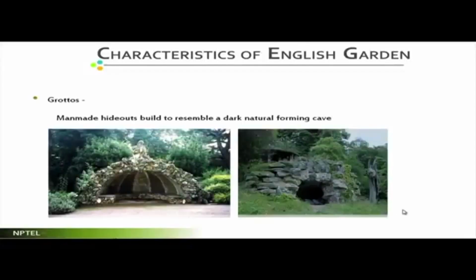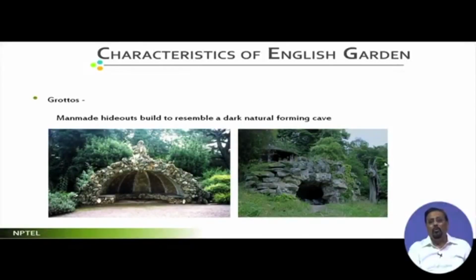Then the grottos. Grottos are nothing but a kind of caves, as the picture depicts. This grotto has now become almost an integral element in any of the religious places like churches and all. This is a cave kind of place which they have introduced. Grotto was not an element anywhere else. So grotto was introduced by English, and these caves are used for different purposes.